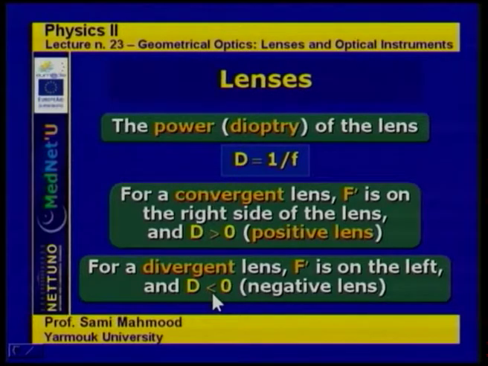And that's why we call the divergent lens a negative lens. A convergent lens is called a positive lens, whose dioptry is positive, and a divergent lens is called a negative lens, the dioptry of which is negative.